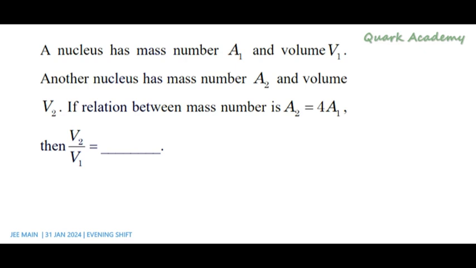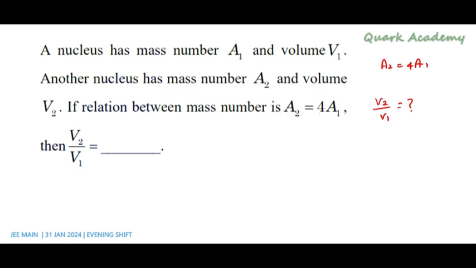So there is a nucleus with mass number A1 and its volume is V1. And another nucleus is there, its mass number is A2, its volume is V2. And the relation between A2 and A1 is given, that is A2 equal to 4 times A1. And we need to find the relation between V2 and V1, that is V2 by V1.